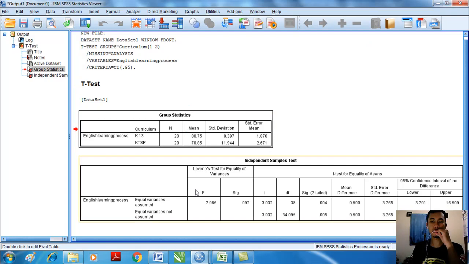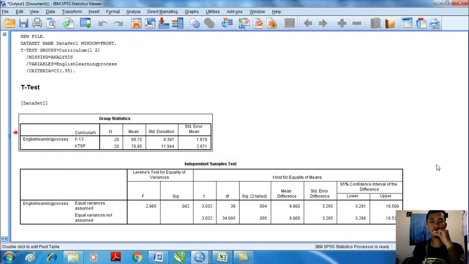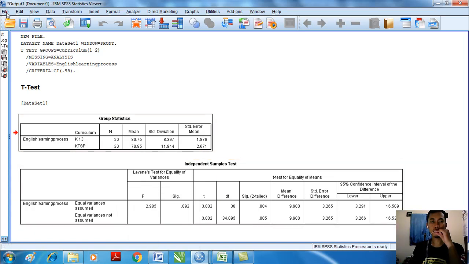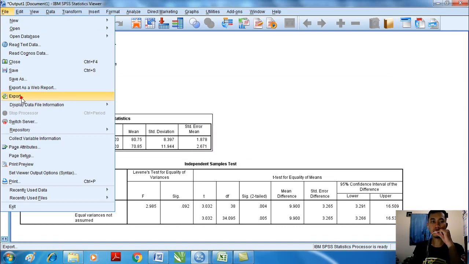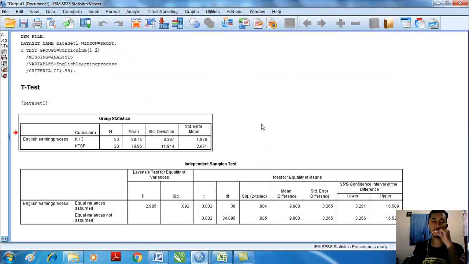Yes, this one is the result. Independent sample t-test. You can copy it to Word directly, or you can use file export first. This one export and then OK. After OK, you can copy it or do whatever you want to use. Which one is easier for you? Now come to the question.